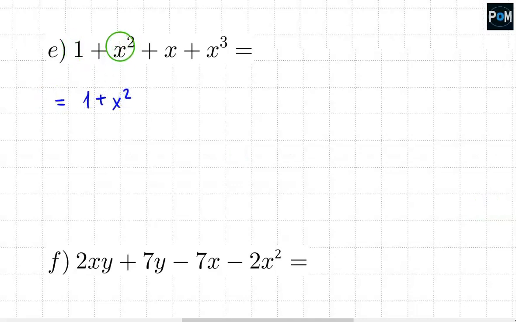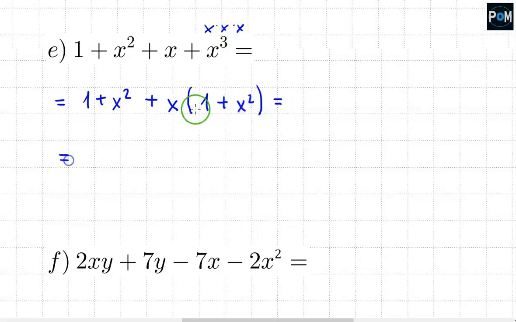There's not much I can do about the first 2 terms, so I just copied them. From the next 2 terms here, I can factor out x. Then, inside the bracket, I'm left with 1. How about x to the 3rd power? I took away 1x, leaving me with 2 x's. 2 x's, that's x squared.